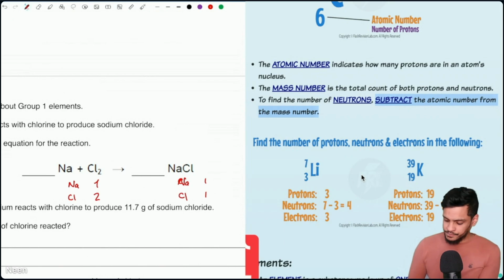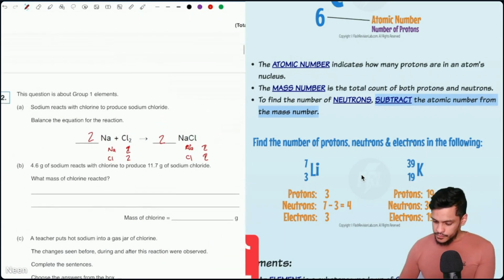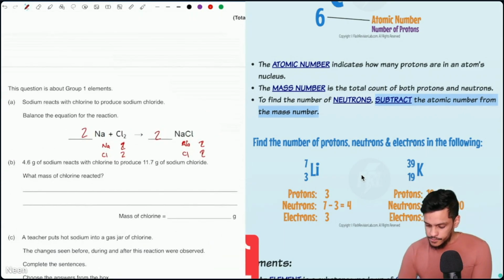So, yep. Best thing to do is put a 2 here to make it 2 sodiums, and then put a 2 here to make it 2 sodiums and 2 chlorines. Now everything's 2, everything is balanced. Yep, well done, Abby. Next question.